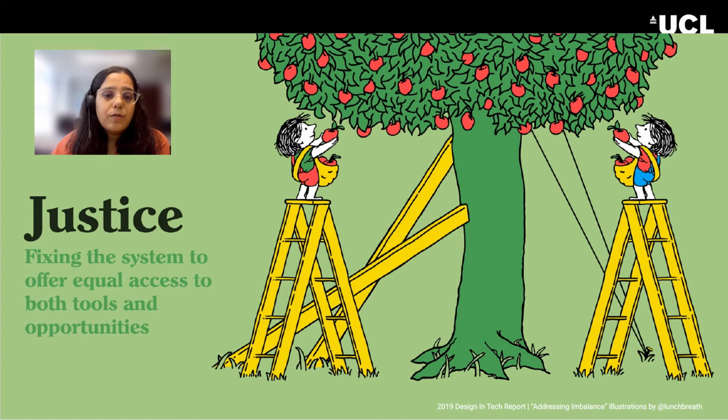Equity is a solution for addressing imbalanced social systems. Justice, however, can take equity one step further by fixing the systems in a way that leads to long-term, sustainable and equitable access for generations to come.